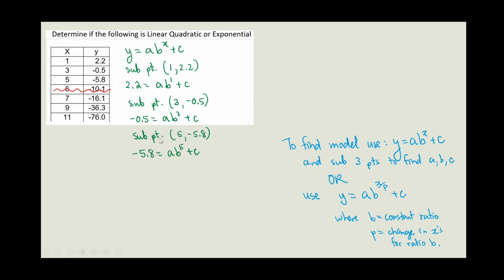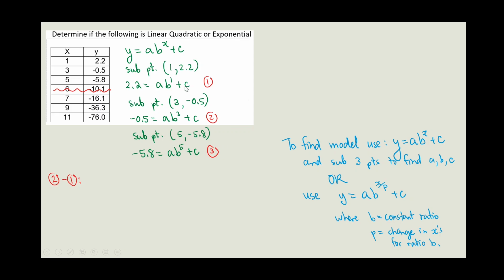Substitute yet another point. We have 3 unknowns, a, b, and c, to look for, so we need to plug in 3 points to be able to get 3 equations. So 5 goes in for the x, negative 5.8 goes in for the y. Now to work with 3 equations and 3 unknowns, we need to eliminate some of the variables. Let's call these equations 1, 2, and 3.